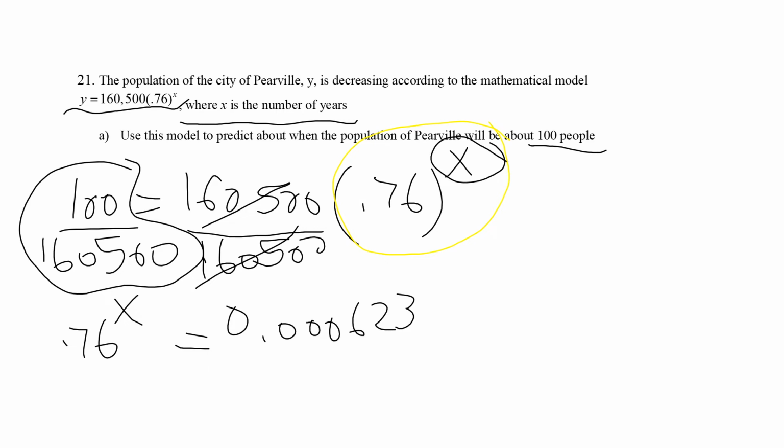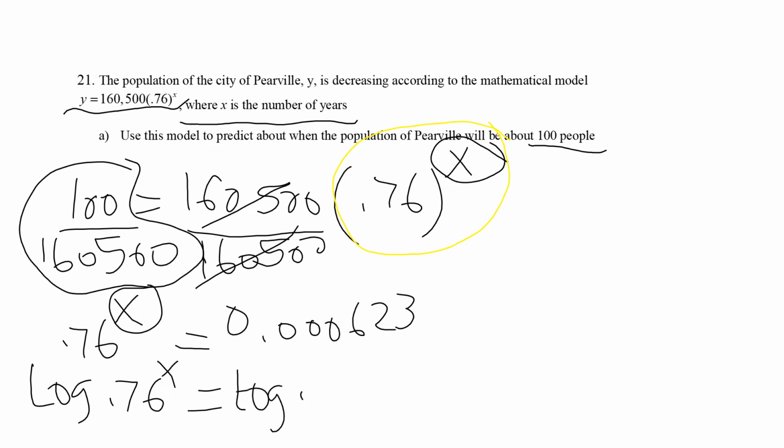Now, in order for you to bring that x down, you're going to have to use logarithms. I can use log base 10 or log base e. Let's use log base 10. So log 0.76 to the x is equal to log 0.000623.